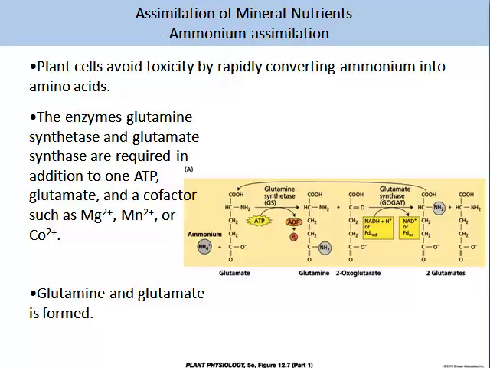In ammonium assimilation, plant cells are able to avoid toxicity by rapidly converting ammonium into amino acids. The enzymes glutamine synthetase and glutamate synthase are required, in addition to 1 ATP, glutamate and a cofactor such as magnesium, manganese or cobalt. Glutamate and glutamine are formed. The figure on the slide shows the chemical reactions of these processes.